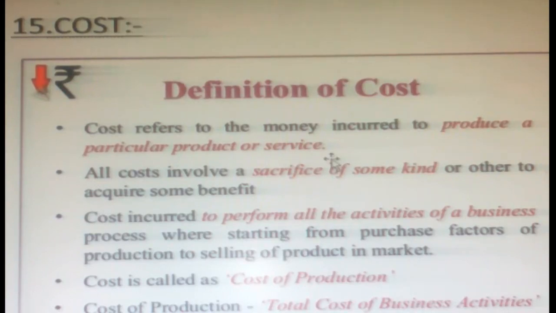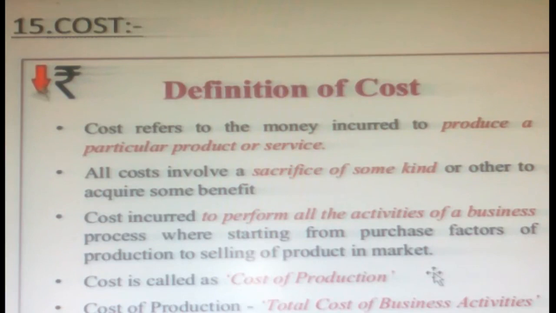The cost refers to the money incurred to produce a particular product or service. All cost involves a sacrifice of some kind or other to acquire some benefit. Correct? So spending for cost, definitely some benefit is there. The cost incurred to perform all the activities of a business process, starting from purchase practice of production to selling our product in a market.